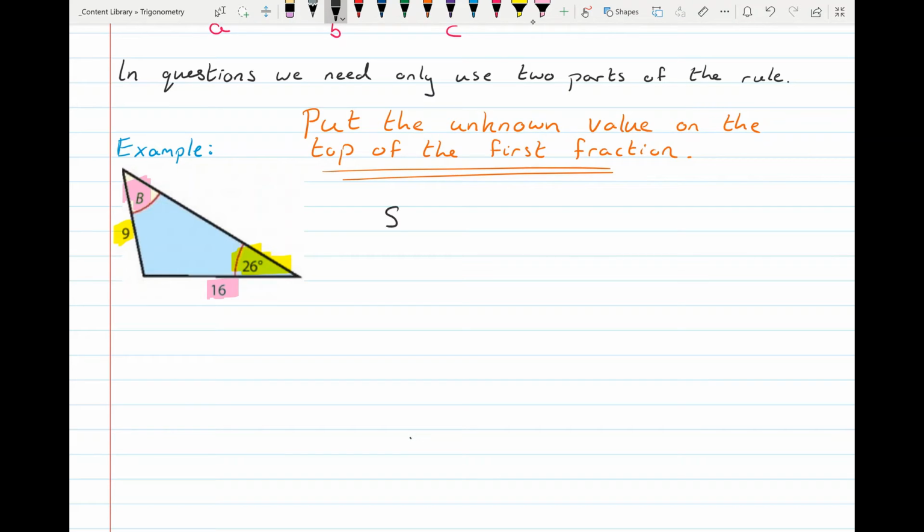I'll begin by writing out my formula. Sine A over a equals sine B over b. I only need two parts of the formula in order to solve. So even though there is sine C divided by c is also equal, I don't need to include it. I only need two parts. Sine B is my unknown value from this question, and the side opposite it is 16, equals sine 26, which is my known value, over 9.